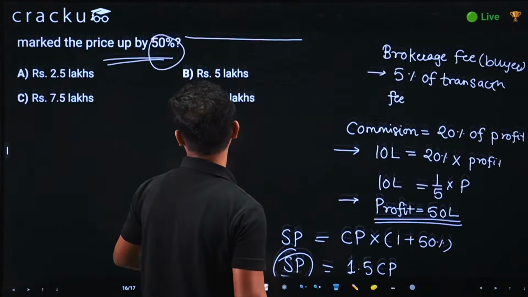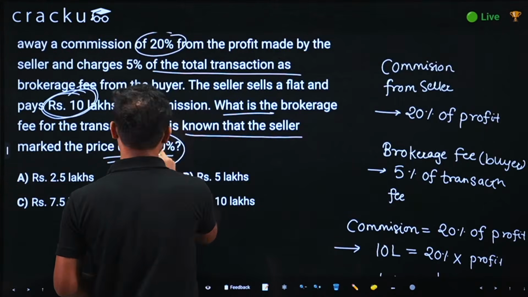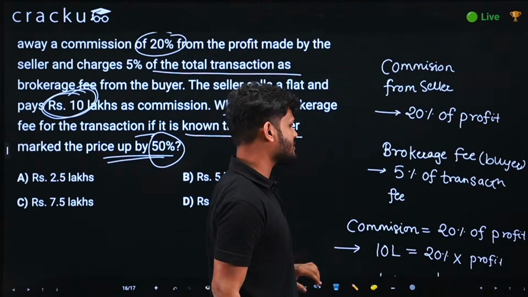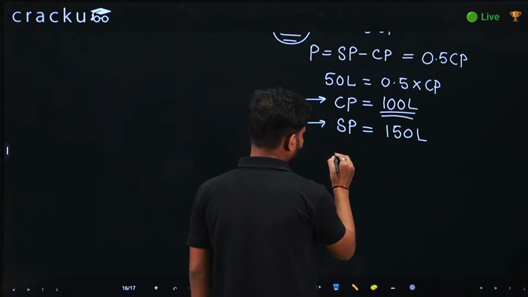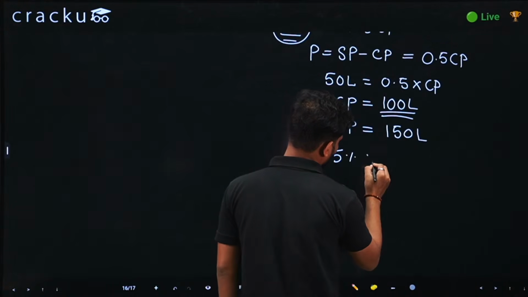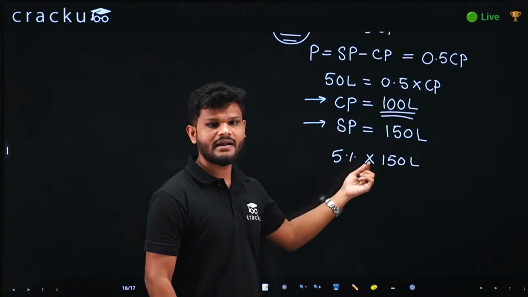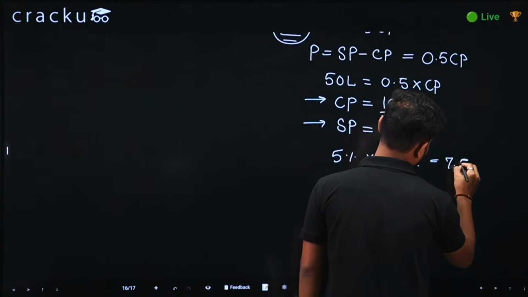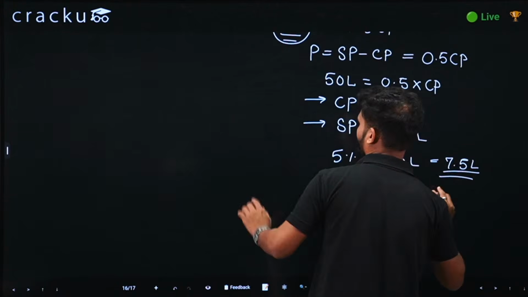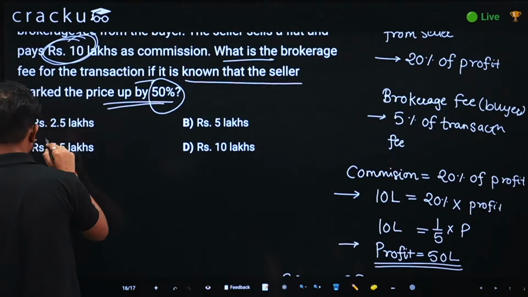What we have to find? We have to find the brokerage fee. What is the brokerage fee? Brokerage fee is 5% of the transaction. What is the transaction? 150 lakh. 5% of 150 lakh will be nothing but 5 by 100 into 150, which will be 7.5 lakh. So the brokerage fee which he charged is 7.5 lakh, which is given in option number C.